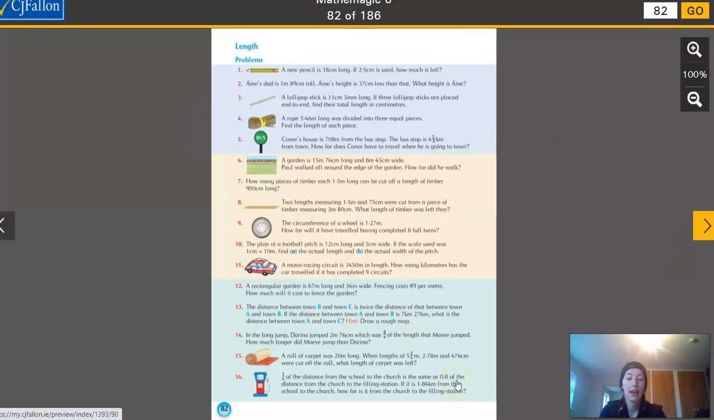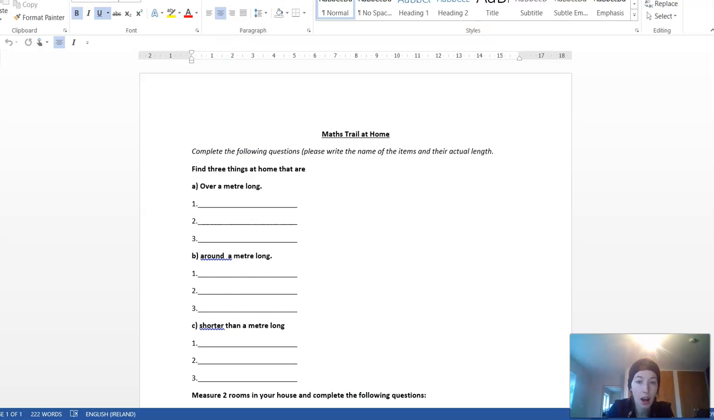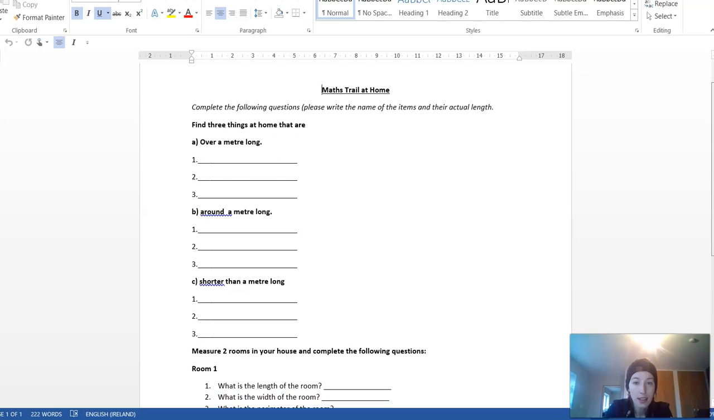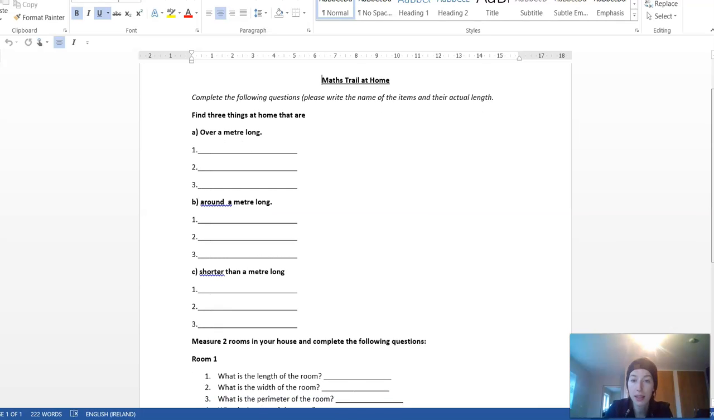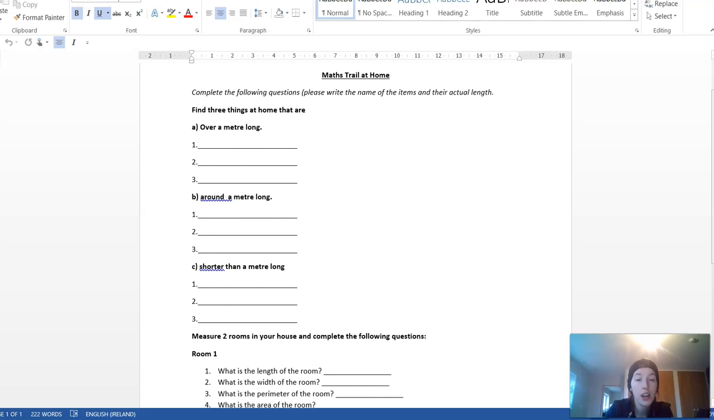The last task then I'm going to give you is a task on Thursday, and this is it. So it's maths trail at home. Okay, so either print this off or else write it out, whichever. If you've access to a printer, it's probably easiest to print it, or if you don't, just write it out. So all you have to do is find 3 things at home that are over a meter long, okay? And please write the name of the item and their actual length.